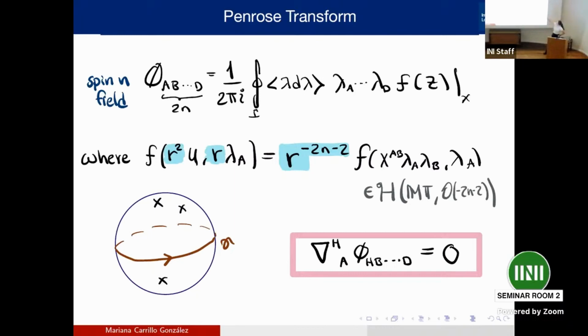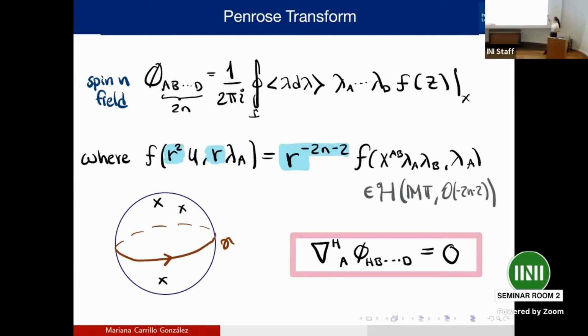And if you want to write a spin n field, you're going to write a field phi with 2n indices of your spinor. And here I'm going to put 2n lambda_alphas. And I'm going to integrate this over some contour gamma. So this is going to be just your measure. Now let's understand everything in this Penrose transform. So here, basically this function has to be evaluated under the incidence relation.